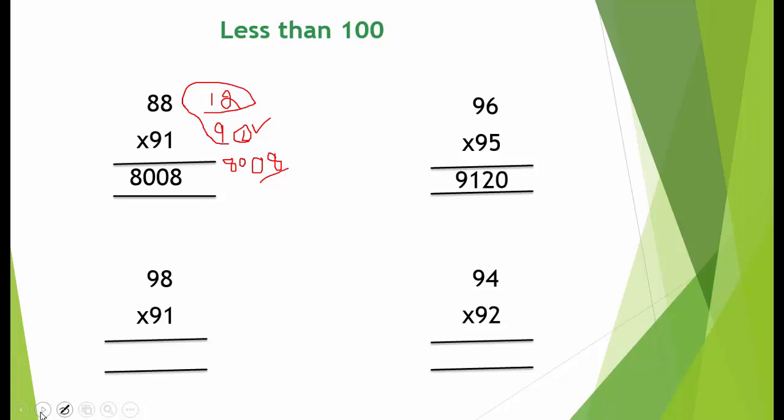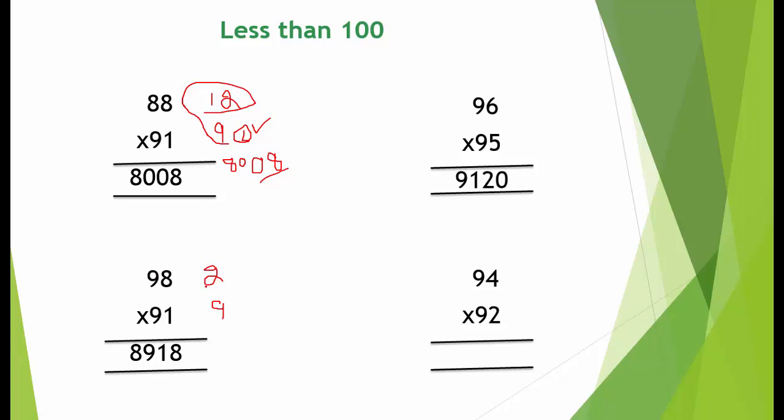Now second, 98 into 91. Now this is 2 and 9. 2 9s are 18, and 98 minus 9, this will become 89. So 8918. First of all, 8918 will be the answer. How? 98 is less than 100 by 2, and 91 by 9. 9 into 2, 18, and 98 minus 9, this is 89.